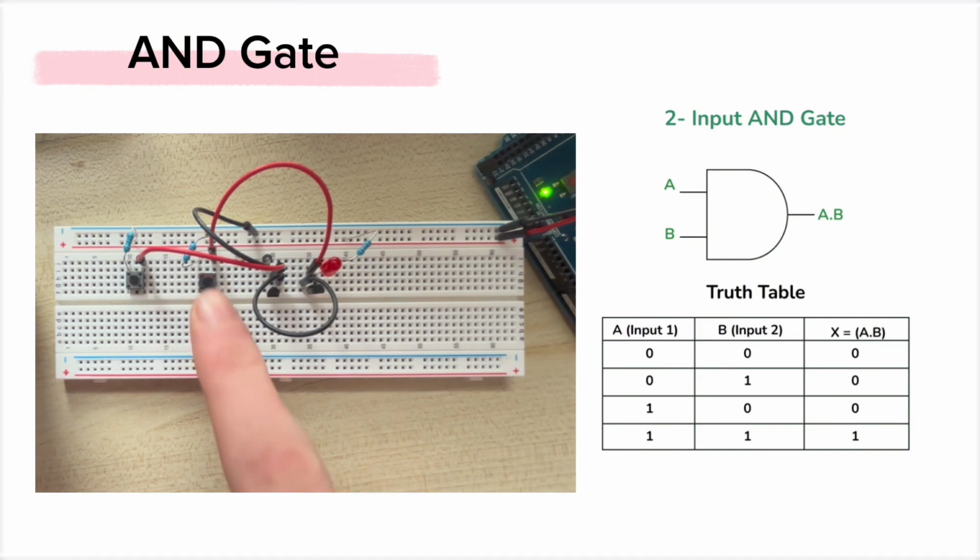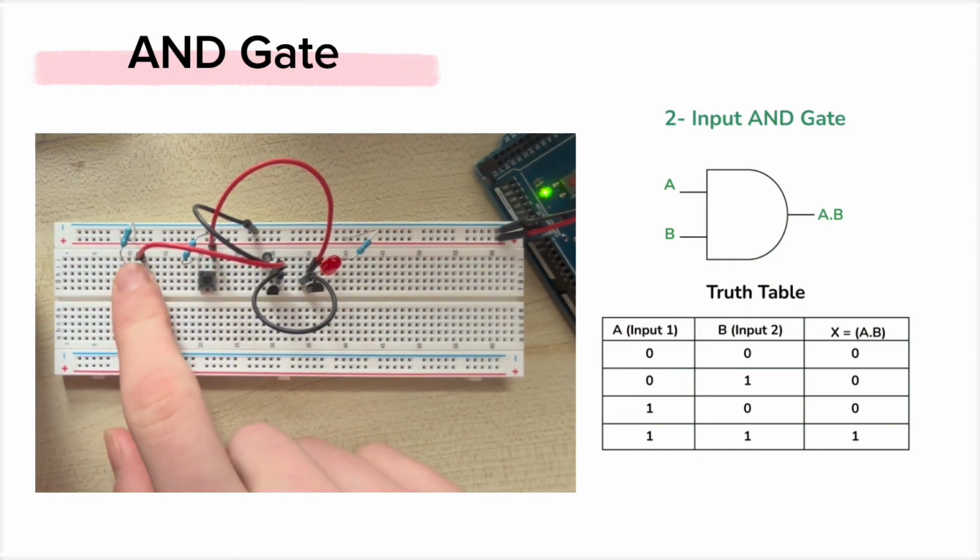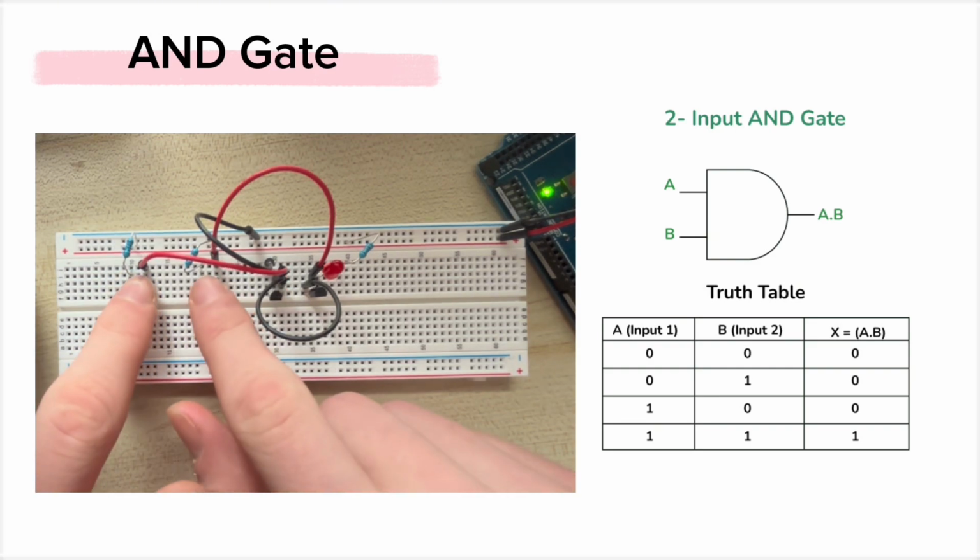The AND gate outputs a high signal only when both inputs are high. This is achieved using 2 transistors in series, where both must be active for the circuit to complete.